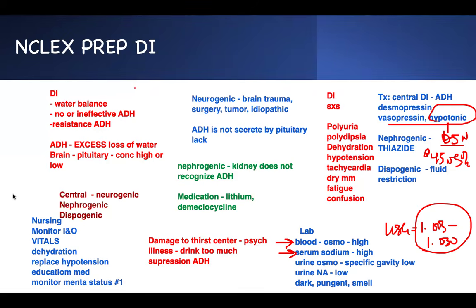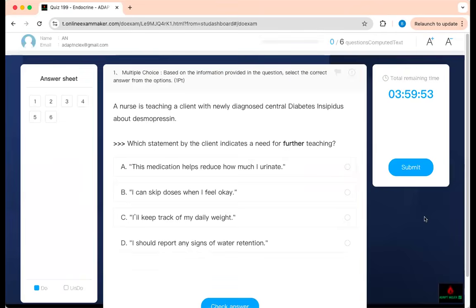Remember, central, you need desmopressin. That's the priority. If it's nephrogenic, give them a thiazide or stop the medication causing it. Dipsogenic, fluid restriction. This is a brief high-yield content regarding diabetes insipidus.